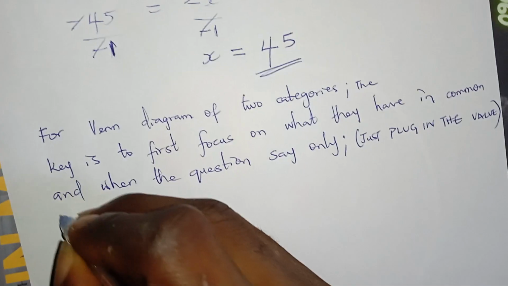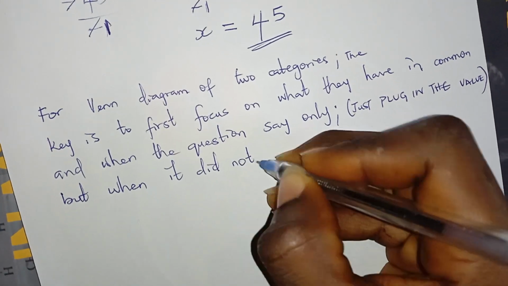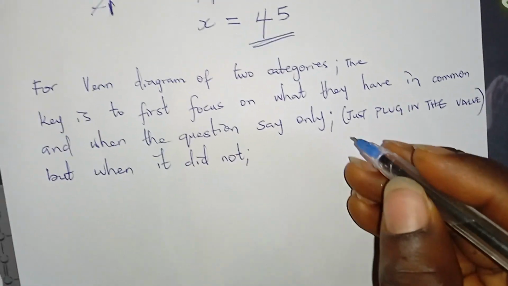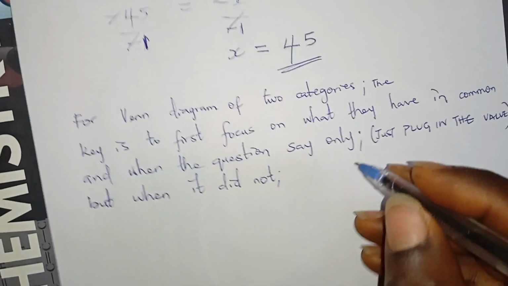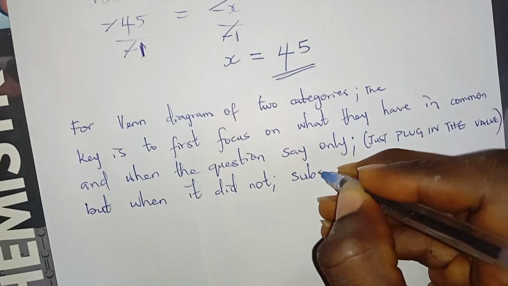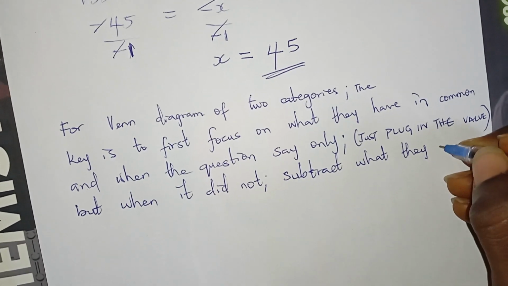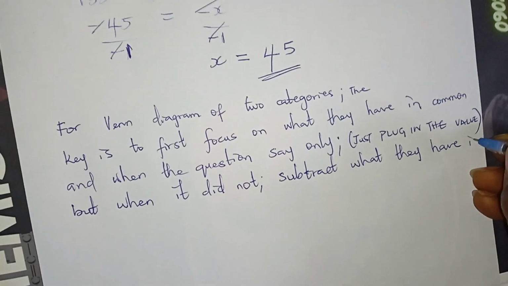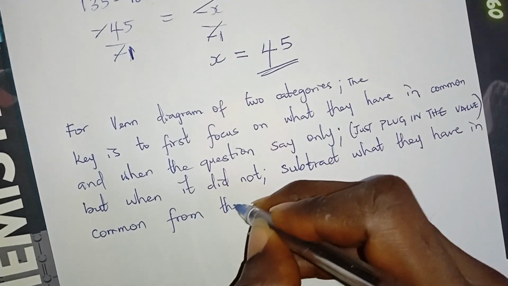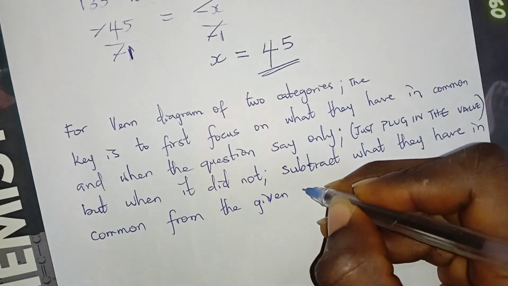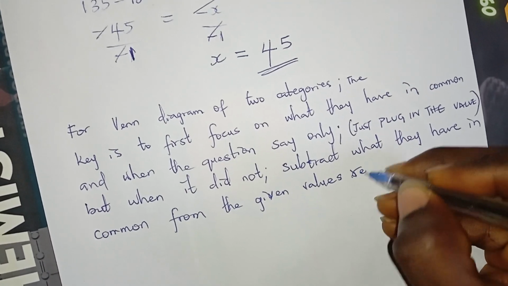But when it does not say only, that is, you are given just a number and you are told 110 invested in shares, they did not put only, then subtract what they have in common from the given values respectively.